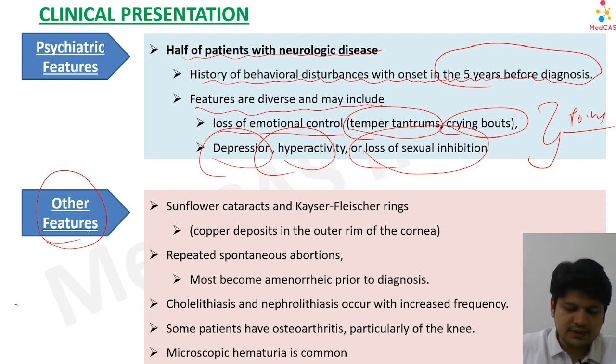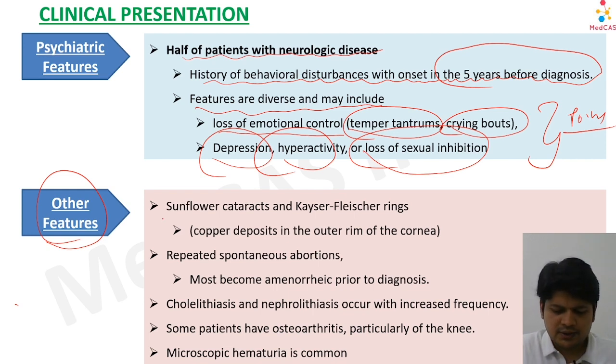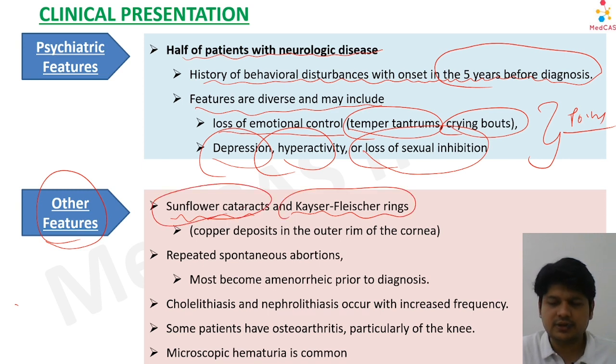The other features of Wilson's, we will go to in the full spectrum after this slide. This is what Harrison is describing, so I have kept it in order. Okay, what is the common age of presentation? What are the neurological manifestations? What are the psychiatric manifestations? What are the other manifestations? So sunflower cataract and the Kayser-Fleischer ring. This can be asked in your MCQ. So keep that: copper deposition in the outer rim of the cornea.